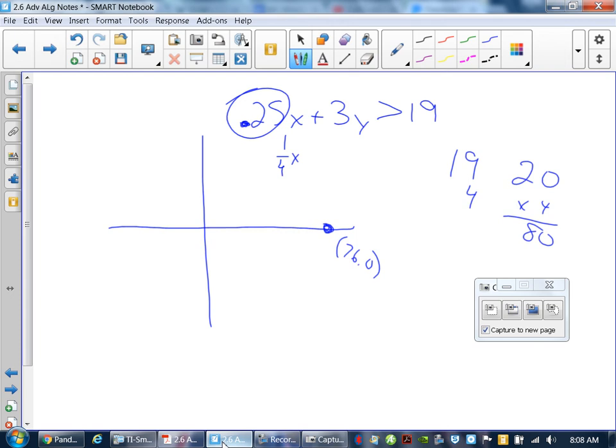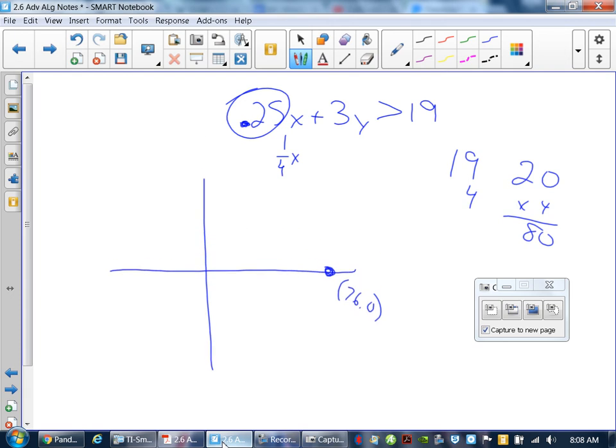Multiple math. All right. So it gives you an x-intercept of 76 and a y-intercept of 19 over 3. About here. It's like 6-ish. When I connect these two, is it a solid or a dotted line? Dotted line, very good.